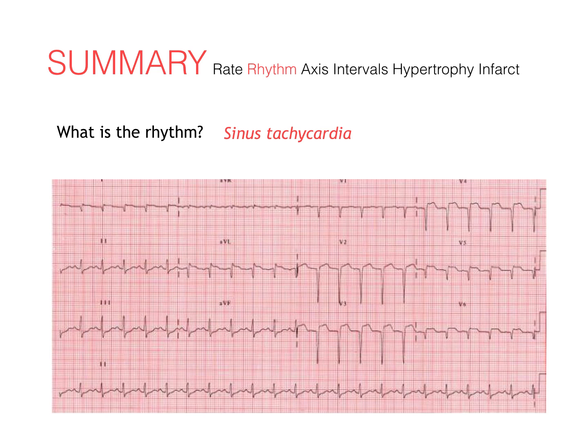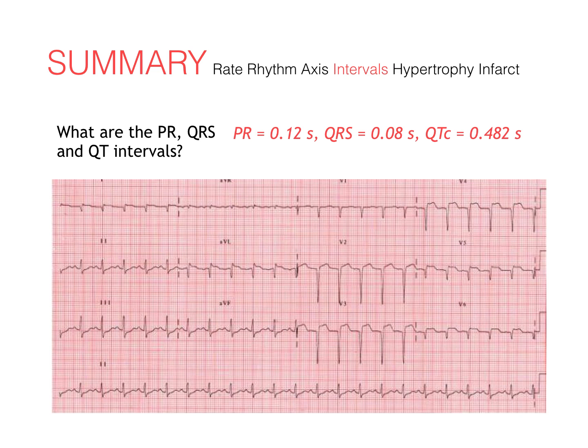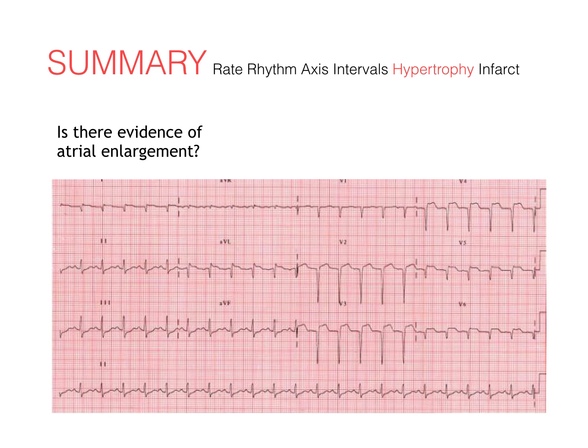Next step is to find out the axis. It can be found out by two approaches, either equiphasic or quadrant approach. This is equiphasic approach, and to find out the axis by quadrant approach we can see there is a negative deflection in lead first and a positive deflection in AVF. So it's right axis deviation. These are the different types of interval: PR, QRS and QT intervals. PR is equal to 0.12 second, QRS 0.08 second, QT interval corrected is 0.482 second.